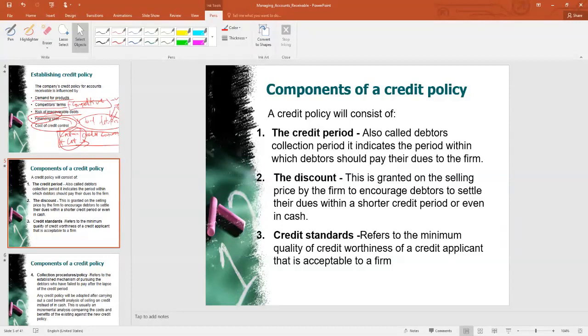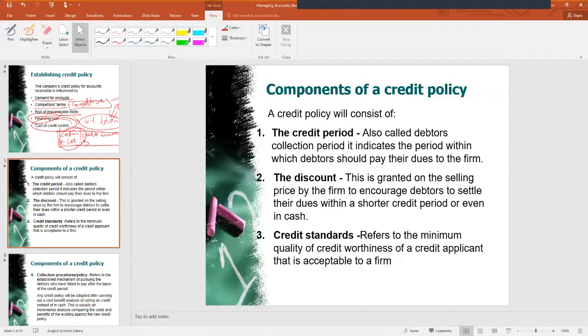Whatever the number of days you want to extend credit to your customer, you have to put it in writing. It needs to appear on the company credit policy statement, the company credit period. How many days are you going to give your customer upon making a sale to them on credit?